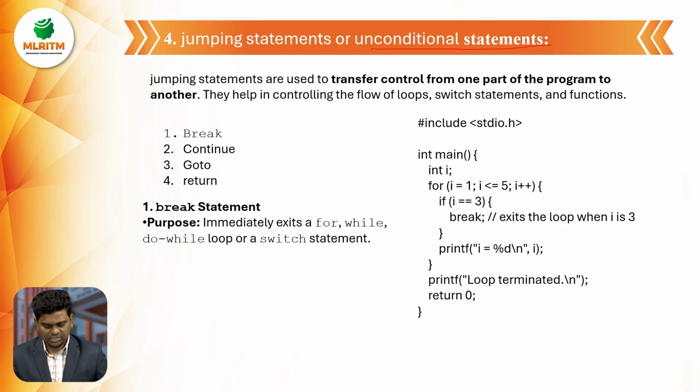See, what is the list of unconditional statements? We have the break statement, continue, then we have goto, then we have the return statement. So these are the 4 jumping statements registered in C language. Now we'll see them one by one with examples. Now we'll see the break statement. First we'll see the purpose, then we'll see one example program.